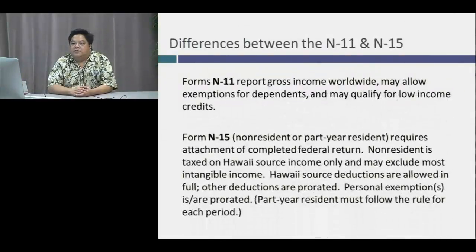Now, as far as the difference between those 2 forms, other than the obvious, on N11 you report income worldwide. Anywhere you get income, you must put it on N11. Whereas N15 only requires you to report income from Hawaii. Everywhere else that you got income, you don't need to be taxed for Hawaii tax purposes.